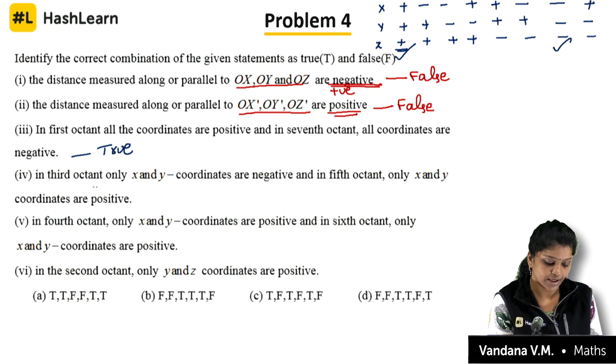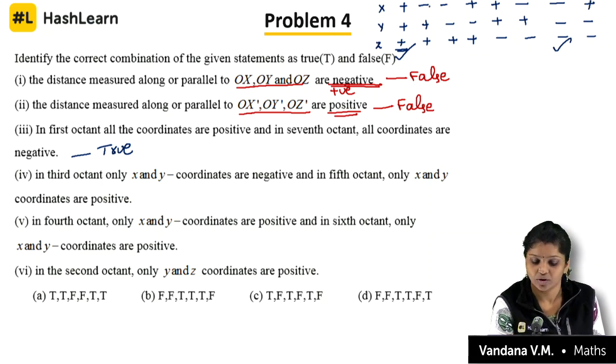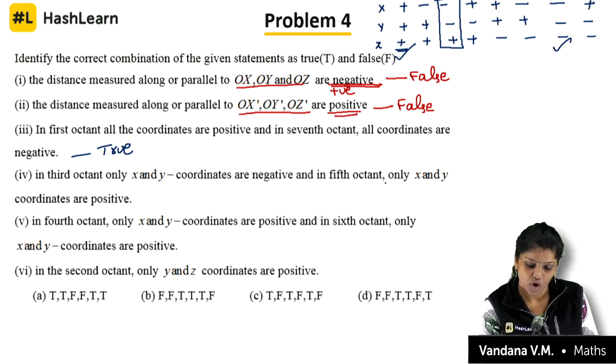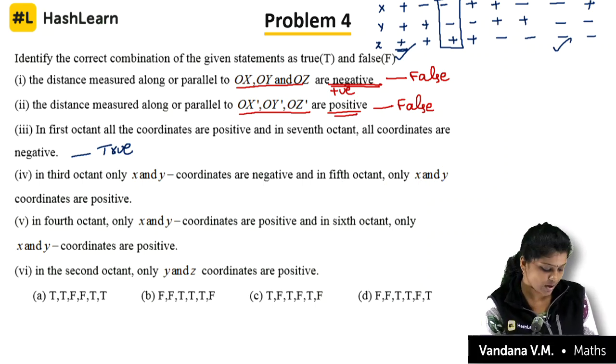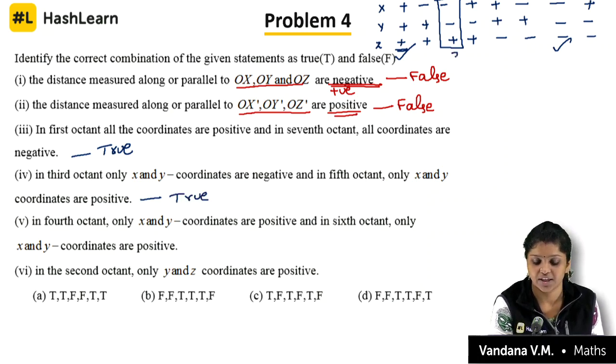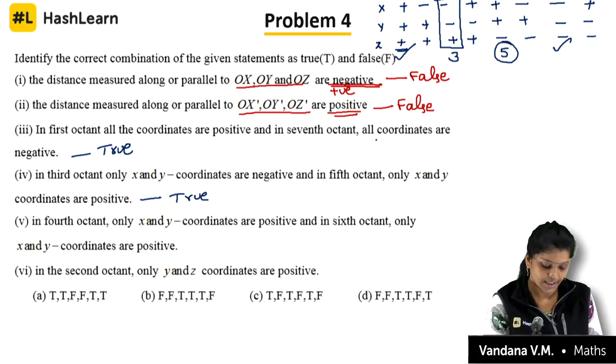Okay, in the third octant only, they are going to talk about this. X and y coordinates are negative, and in the fifth octant only x and y coordinates are positive. Yes, right? So, if you see the table, you can easily make out this is third octant and this is fifth octant, isn't it? Next, in the fourth octant only x and y coordinates are positive, and sixth octant only x and y coordinates are positive. Is it true?